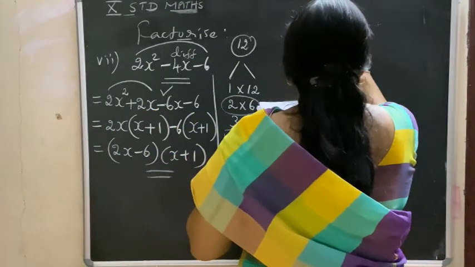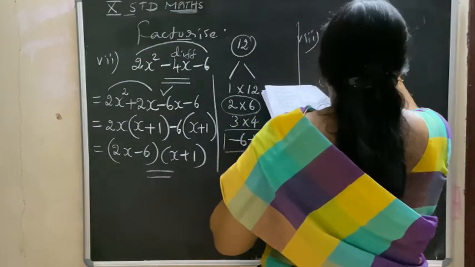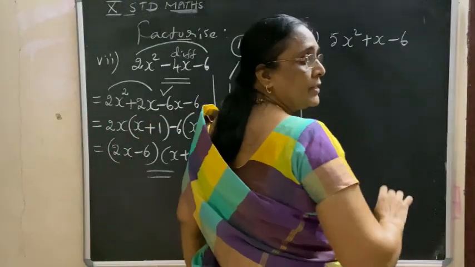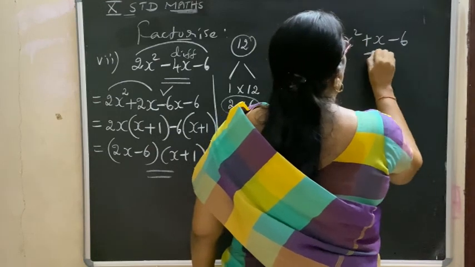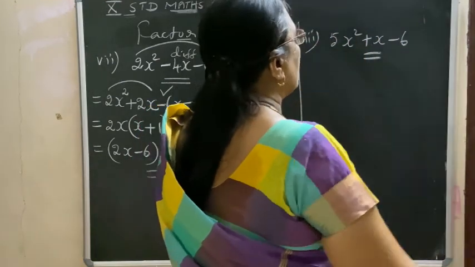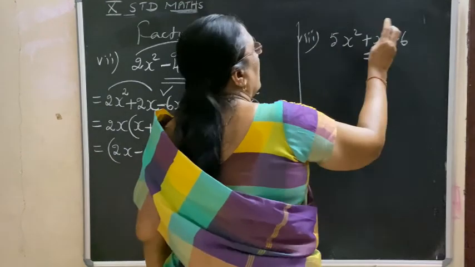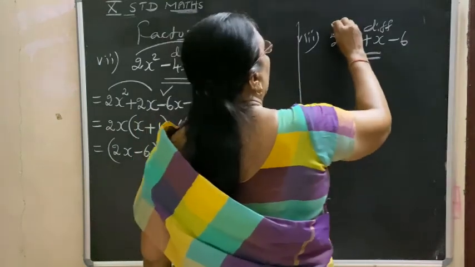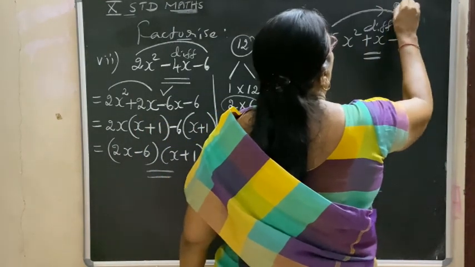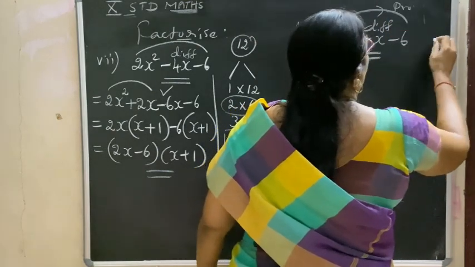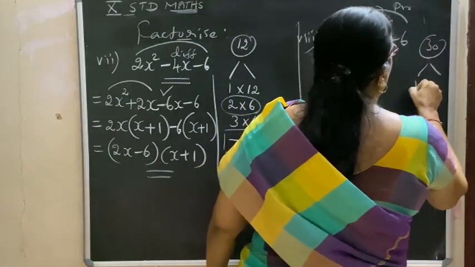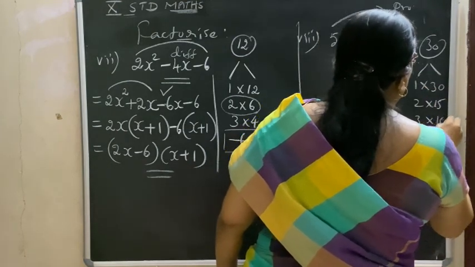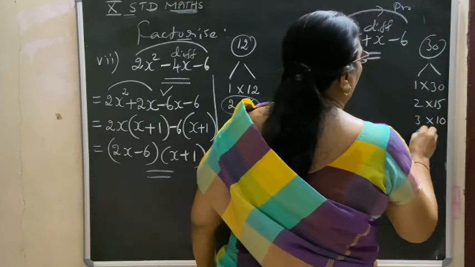5x square plus x minus 6. Now how can I do this factorization? Here, all the terms are not in plus and the center term is not in minus. So you come to the conclusion that the center term is the difference of two numbers, and you multiply these two, you will get the product of these two numbers. 6 5s are 30. Try the multiples of 30. 1 into 30, 2 into 15, then 3 into 10, then 5 into 6.